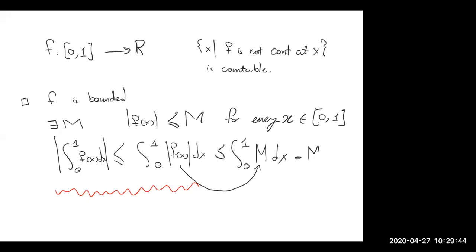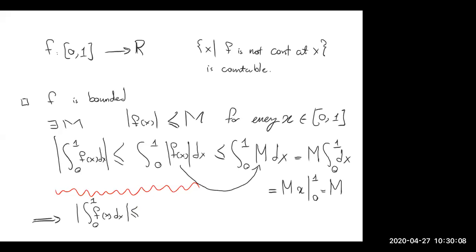And since m is constant, we can bring m out of the integral. So it would be just the integral from 0 to 1 of dx, which is x from 0 to 1. So it would be m times 1 minus 0, which is m. So this integral is bounded by m. If it's bounded, it means it's not going to diverge. It doesn't go to infinity. It is bounded, and the set of discontinuous points of f is a countable set. It means f is integrable.